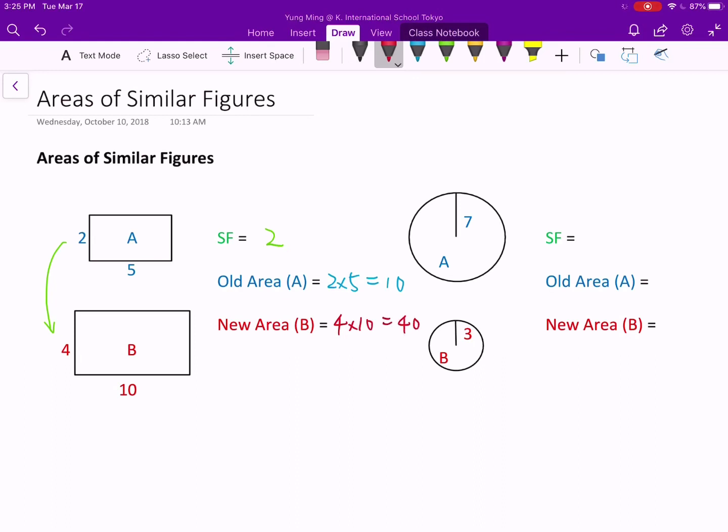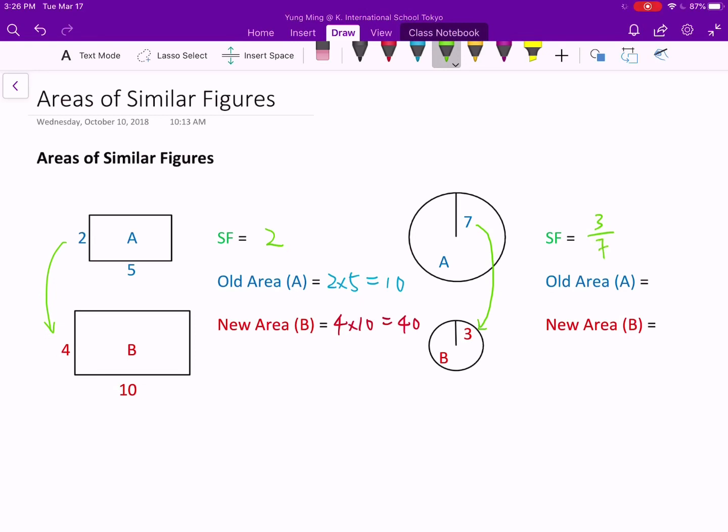Let's move on to the circle. In this case, we're comparing the scale factor from the radius to the radius. We're only comparing the one-dimensional length. We're not really comparing the area or anything yet. So we're going from 7 to 3. 7 multiplied by 3 over 7 will give you the 3. So that's why the scale factor in this case is 3 over 7.